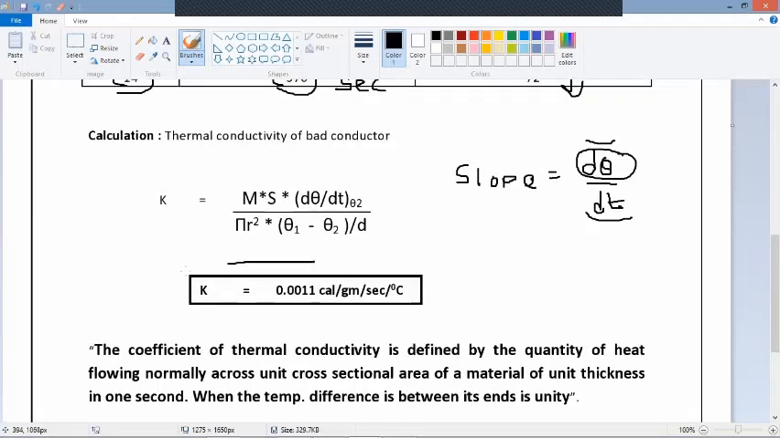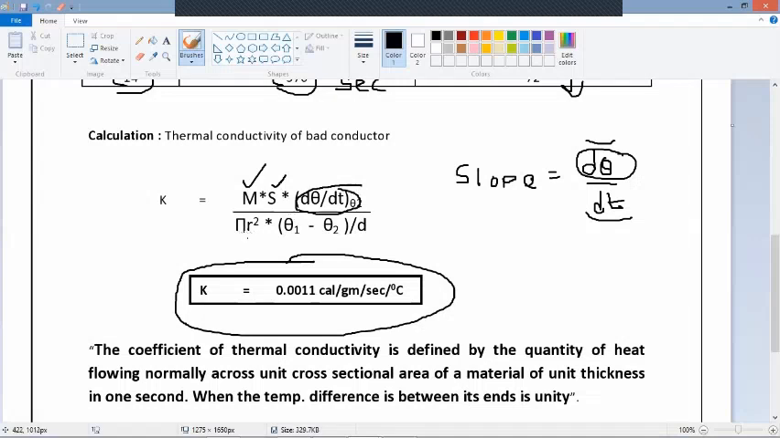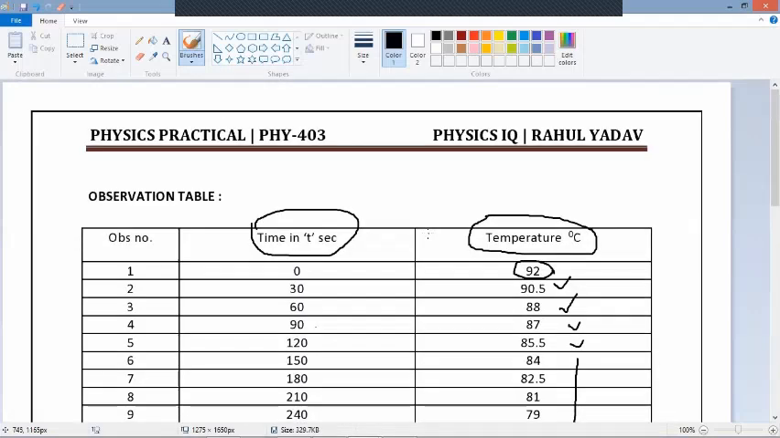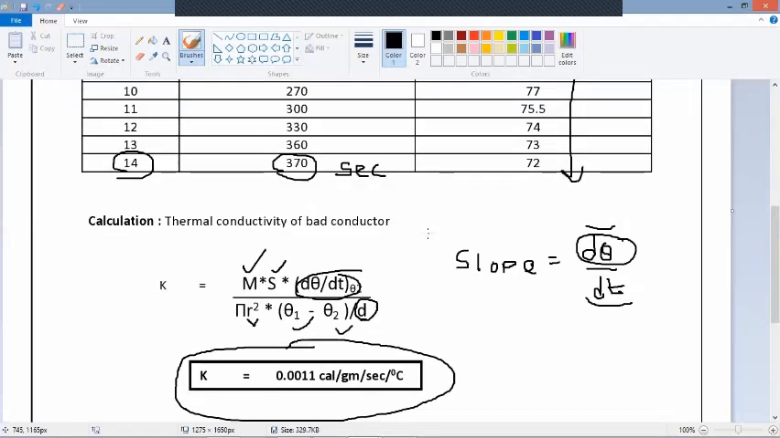You can see here we have evaluated this after putting the values of the mass of the bad conductor, the specific heat, and the value of the slope, r, which is the radius of the bad conductor, the theta 1 and theta 2 values, and this is your d, which is the thickness of the bad conductor. Okay, so this is your experiment number one, thermal conductivity of a bad conductor by Lee's method. So you have to plot the graph of time versus temperature.